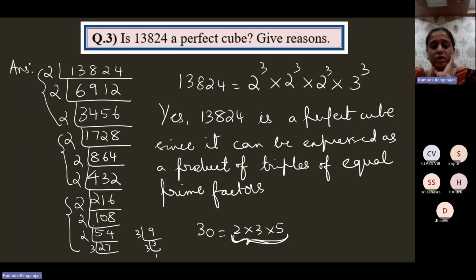Triple, a product of triples of prime factors. No, equal prime factors. So it's not a perfect cube. 30 is not a perfect cube. So every word here is important.